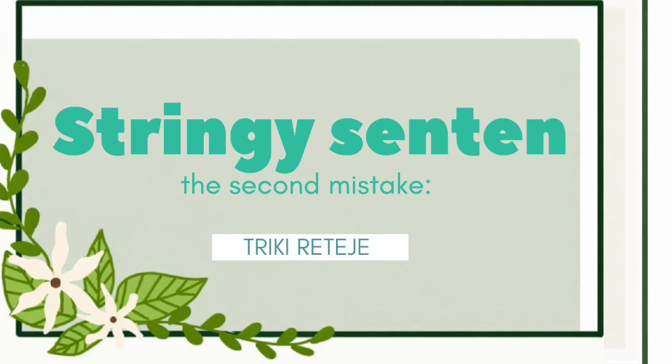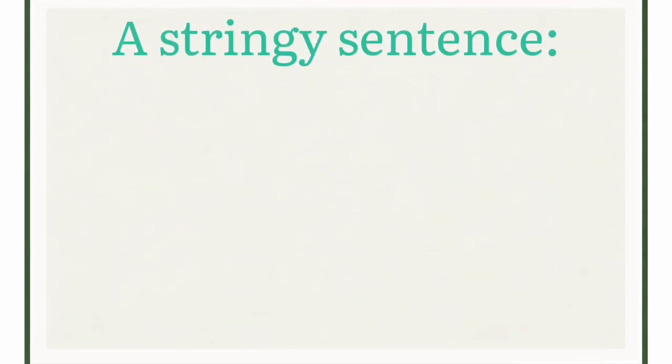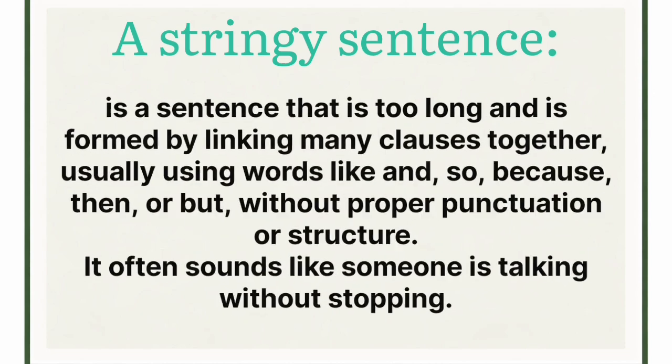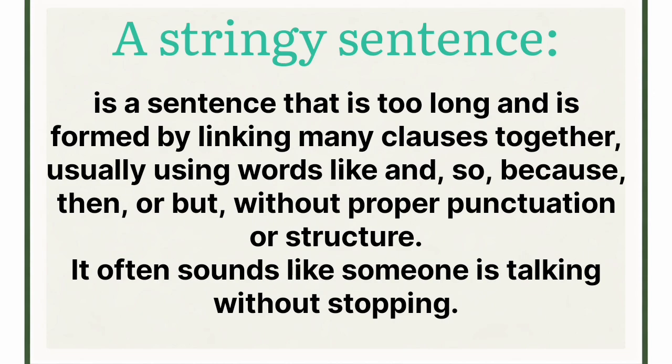Hello everyone, my name is Ritesh Tariki, and today I'm going to talk about the second common mistake that speakers make, which is stringy sentences. A stringy sentence is a sentence that is too long and is formed by linking many clauses together, usually using words like and, so, because, then, or but, without proper punctuation or structure. It often sounds like someone is talking without stopping.